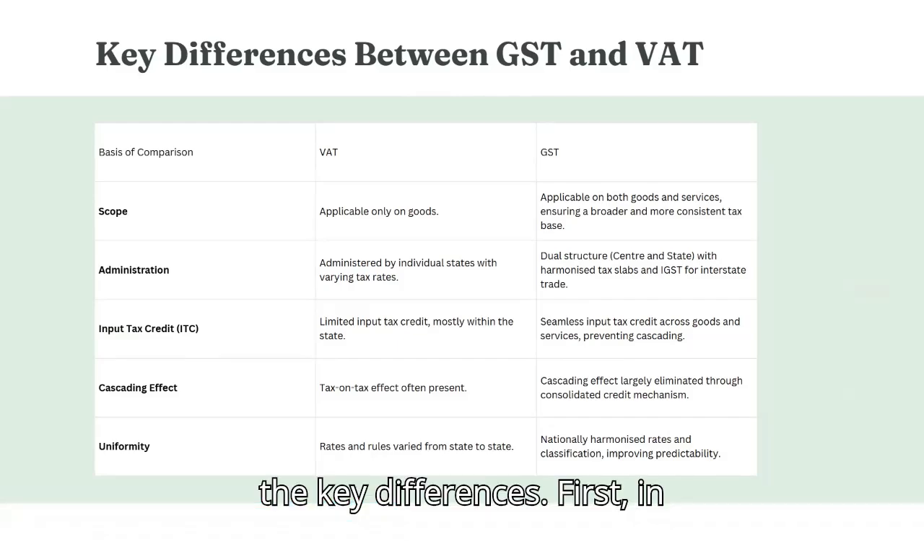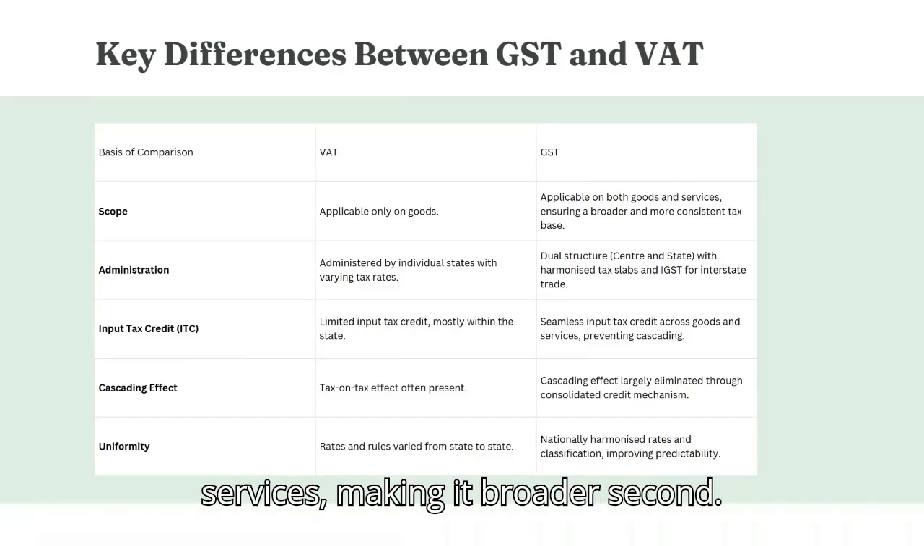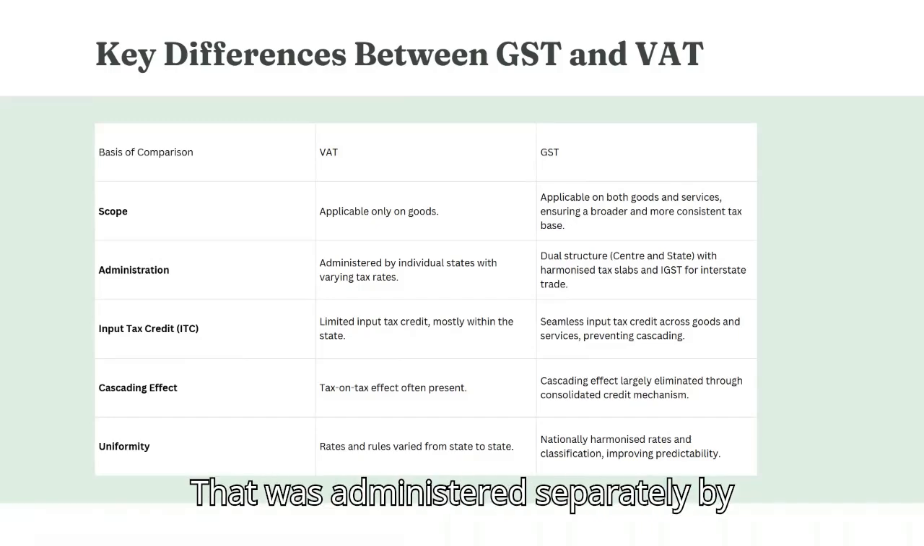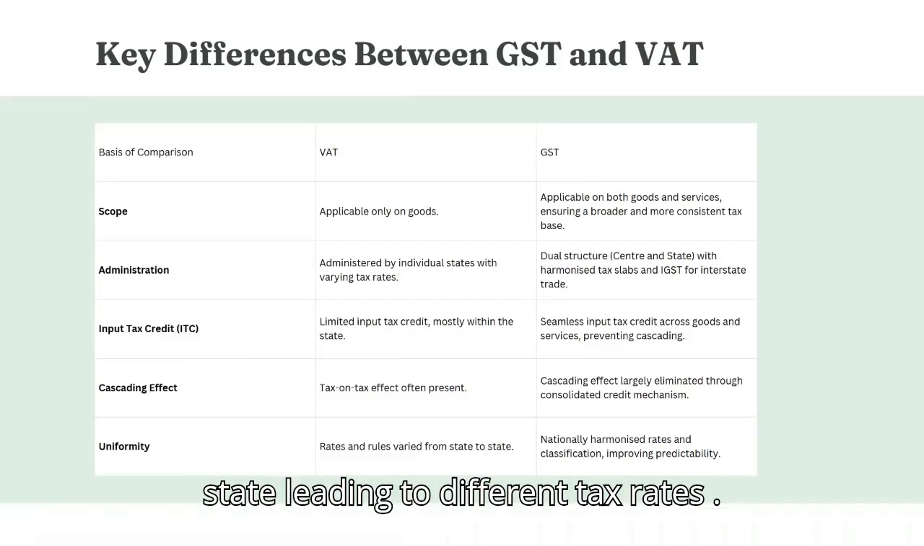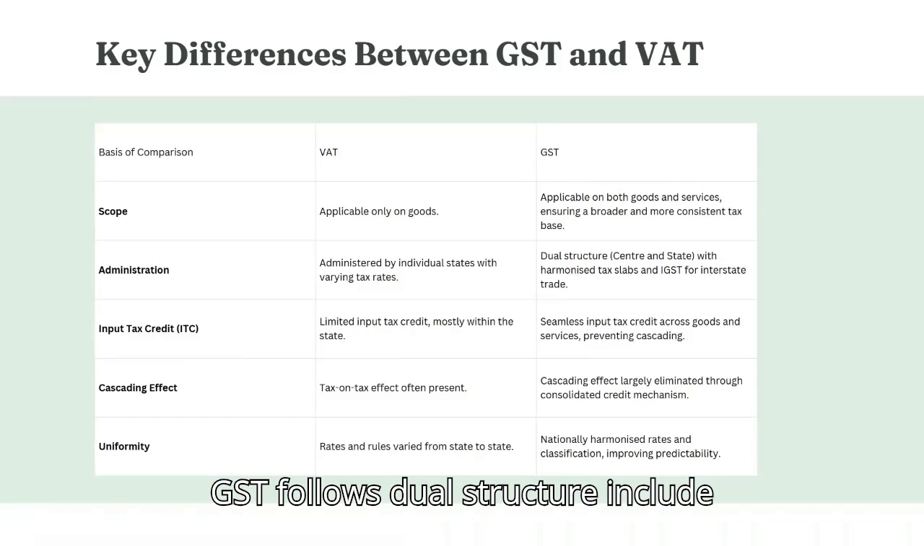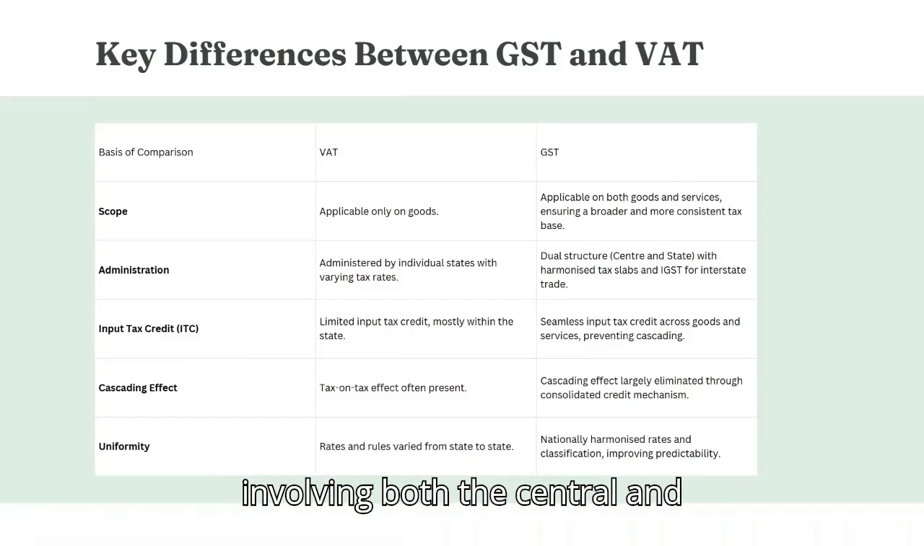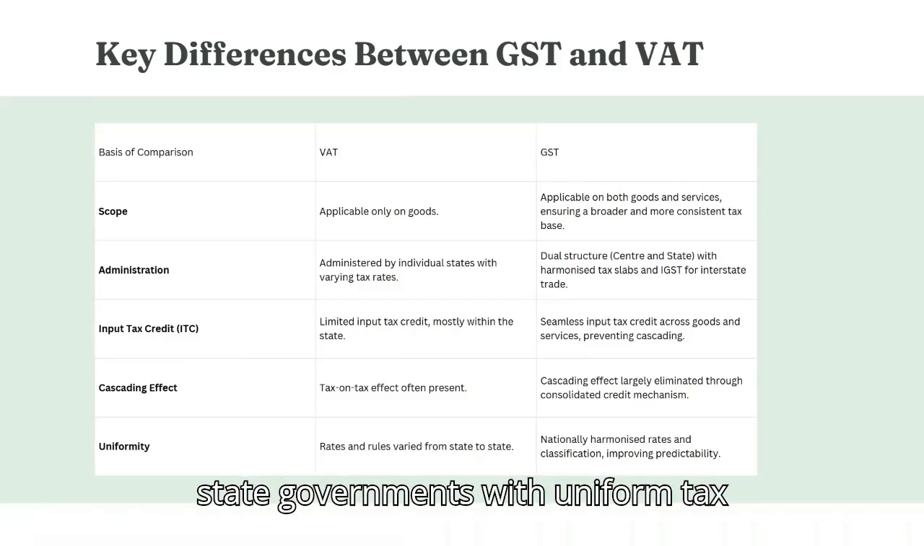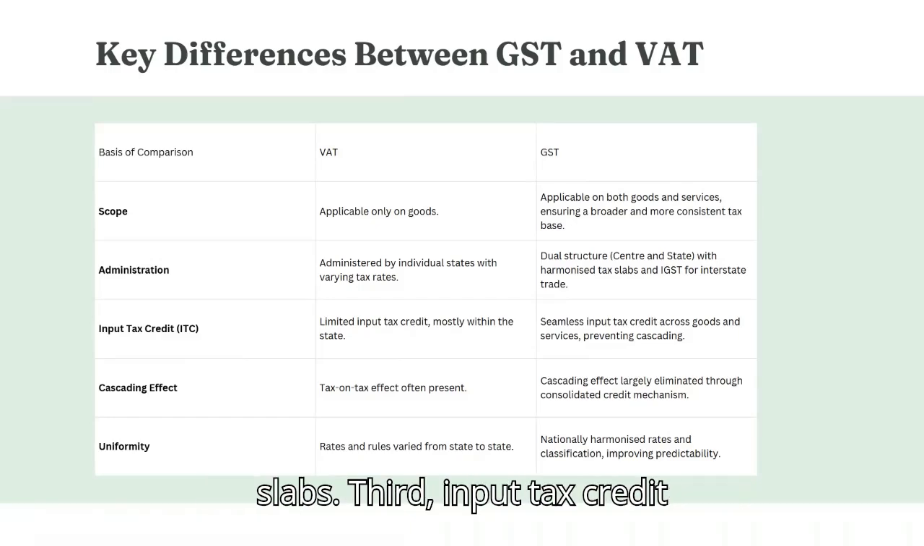Differences. First, in terms of scope, VAT applied only to goods, whereas GST applies to both goods and services, making it broader. Second, VAT was administered separately by state, leading to different tax rates. GST follows a dual structure involving both the central and state governments with uniform tax slabs.